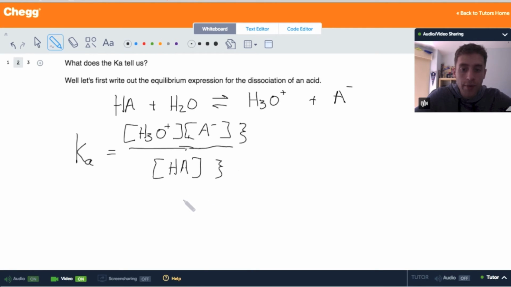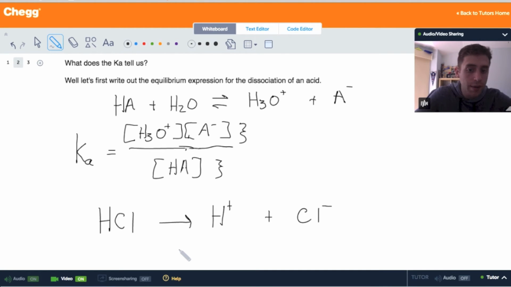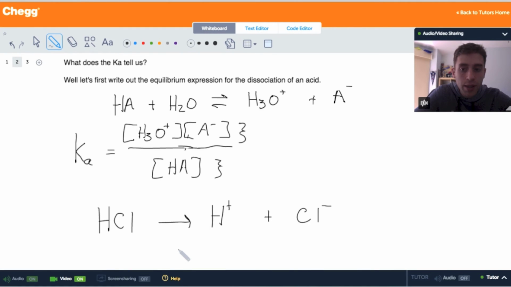So what happens when we have a strong acid? Something that completely dissociates, like hydrochloric acid. It completely goes to H plus and Cl minus. So here we don't have a reverse reaction. The Ka is much greater than 1, which means that it completely dissociates. So we don't really care about a Ka value because it's so much greater than 1 that we know that if we have a concentration of HCl, that is our concentration of H plus because it completely dissociates into hydrogen ions or hydronium ions. So for strong acids, we don't really consider their Ka values because they're much greater than 1.